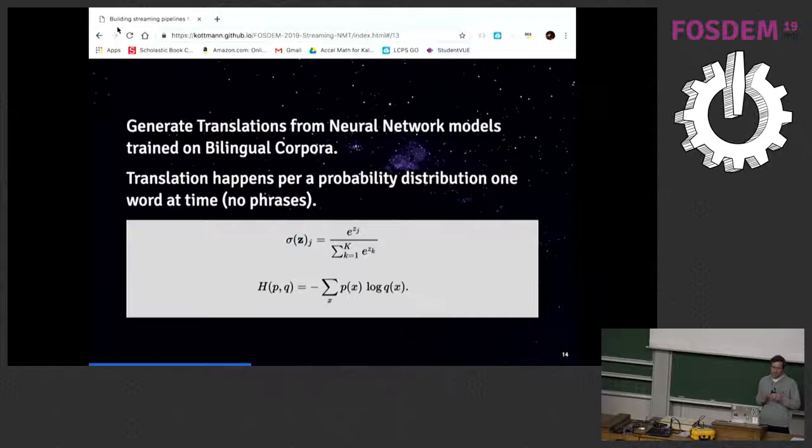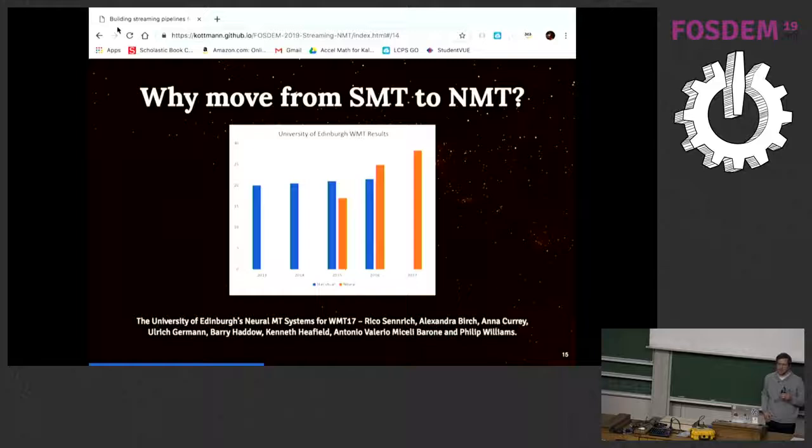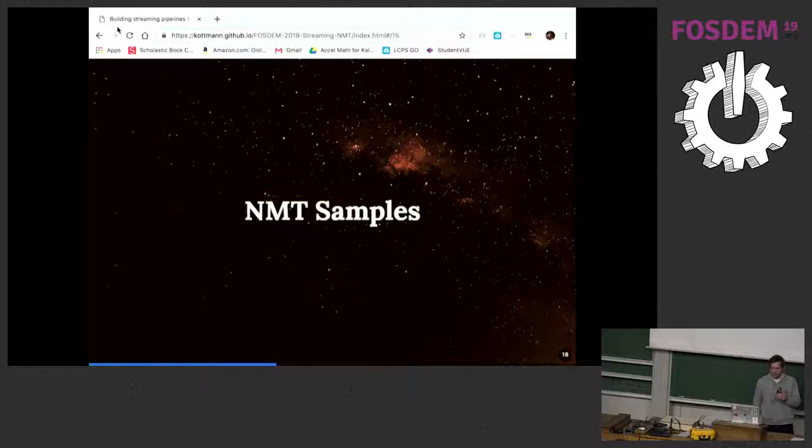So why do we do NMT these days? Because it just works much better than what we had before. From around 2015, NMT started to work, and in 2016, this was already better than SMT, the statistical machine translation, which was before. And since 2017, nobody is doing any more SMT. So here I'm handing back to Suneel, and he will go through some samples.